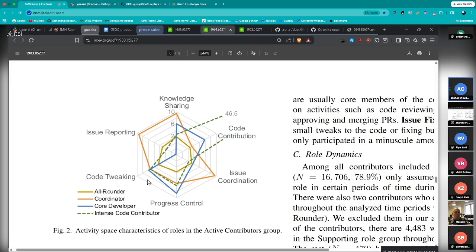So we can model the maintainers based on these roles. We can assign them one role and then model it. For example, if we assign one maintainer agent to be a code developer, then he would not report many issues, but he will focus on progress control and knowledge sharing. So this way we can actually test how the open source project will develop under one type of maintainer.